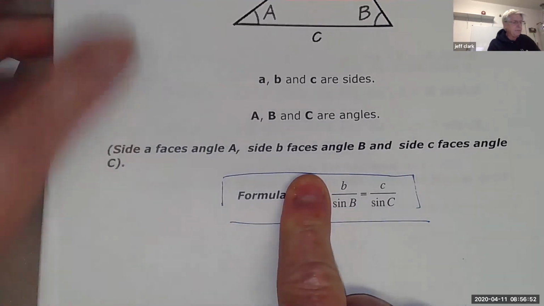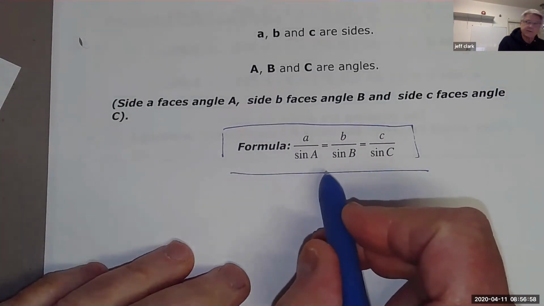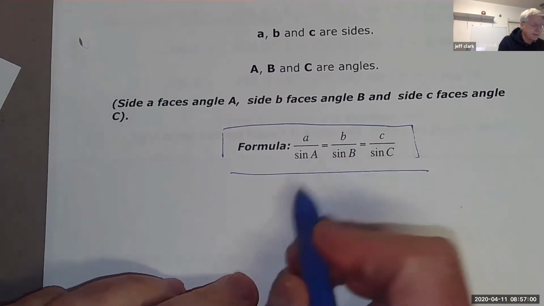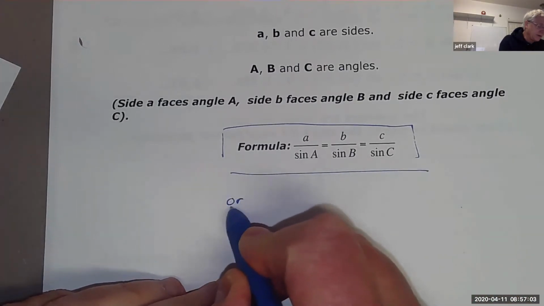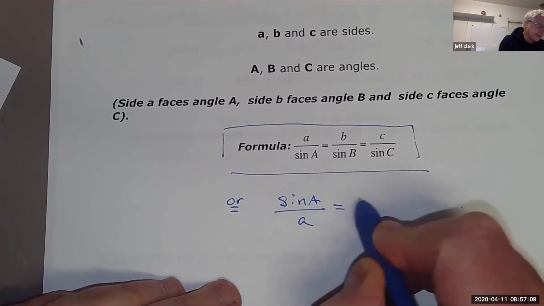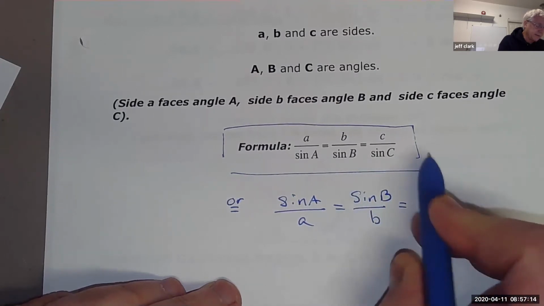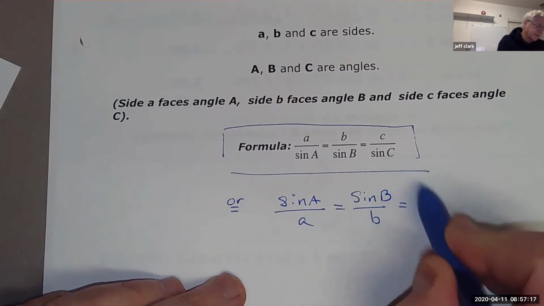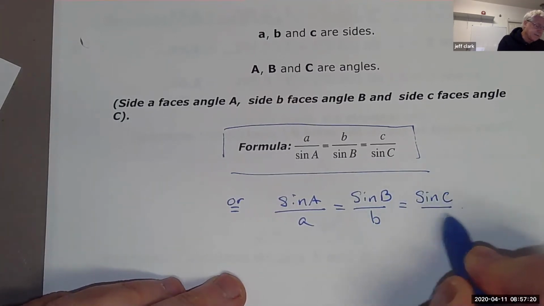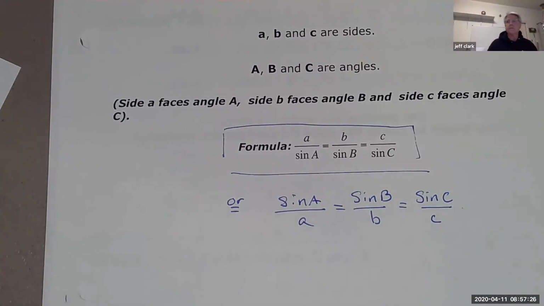Some books, maybe even ours, will take the reciprocal of these and make them equal, which is also true. So you could use sine A over little a, which is the same as sine of angle B over little b, or any of those could be set equal to the reciprocal, sine C over little c. Okay, now flip the page and take a look and see what we got.